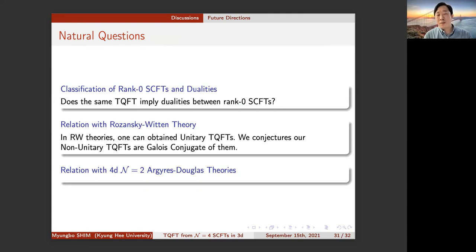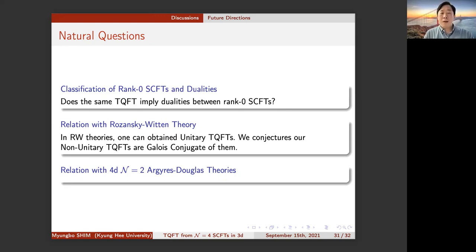Another one is that a topological field theory can be obtained by topological twisting from Rozansky-Witten theory. This yields a unitary TQFT, even though it does not satisfy all the axioms of a topological theory, but it has the same ground states as our non-unitary TQFT. So we conjecture this unitary topological field theory from Rozansky-Witten theory might be a Galois conjugate of ours.